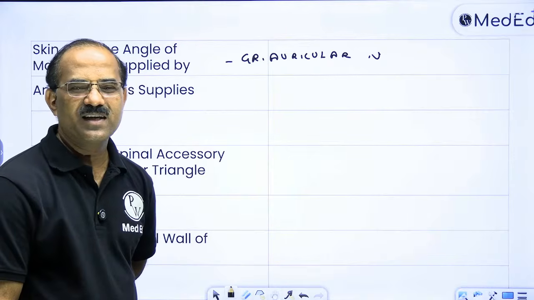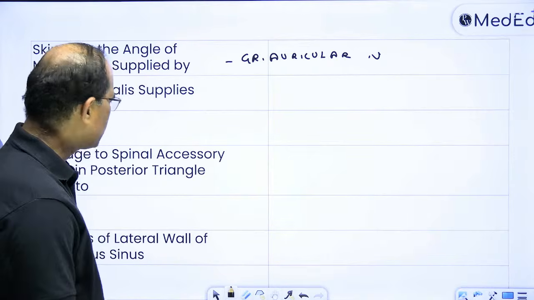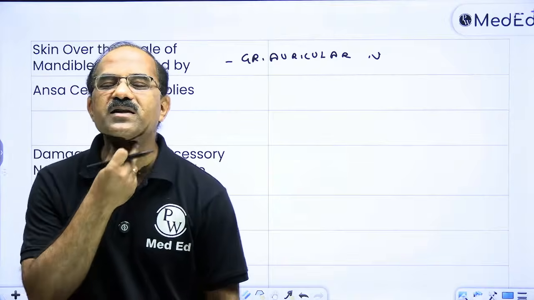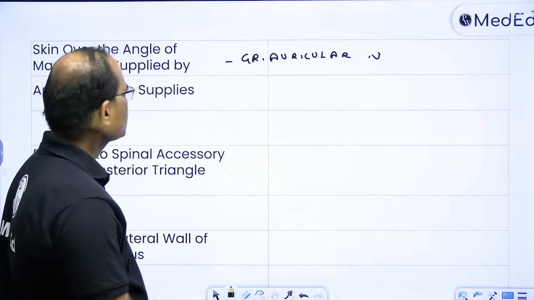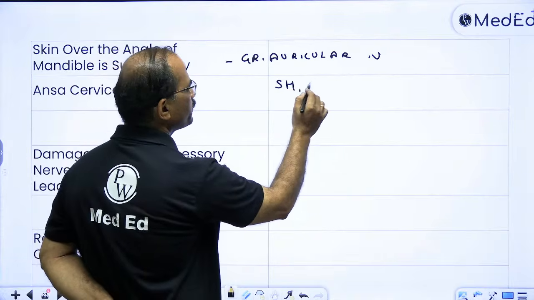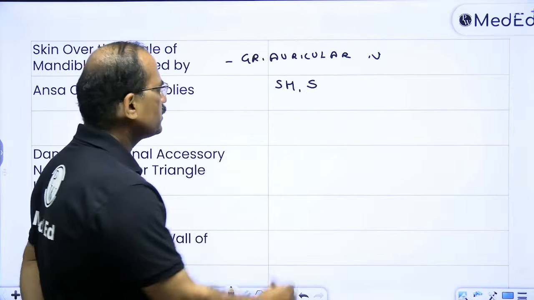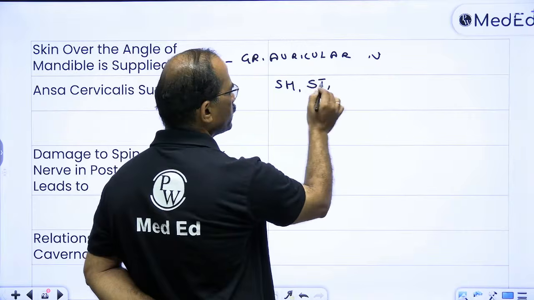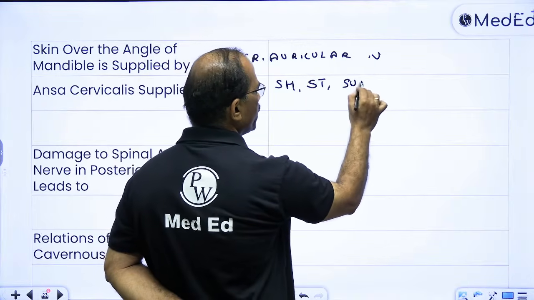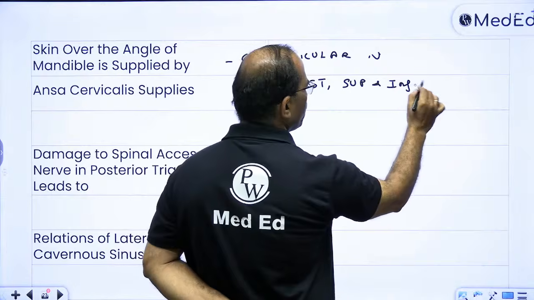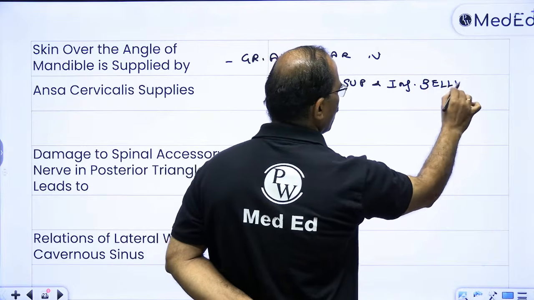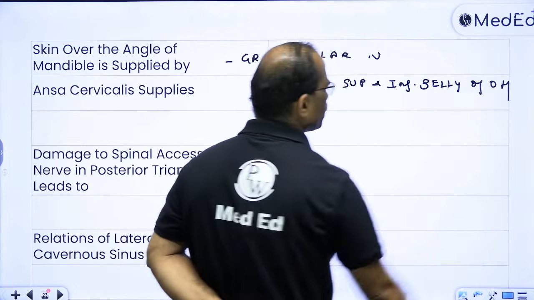What does the ansa cervicalis supply? Ansa cervicalis supplies the strap muscles. These are the strap muscles. Ansa cervicalis supplies the sternohyoid, sternothyroid, and the superior and inferior belly of omohyoid.